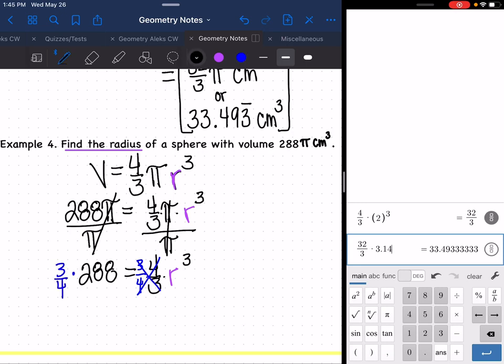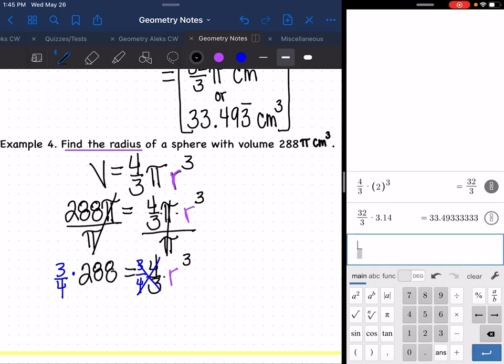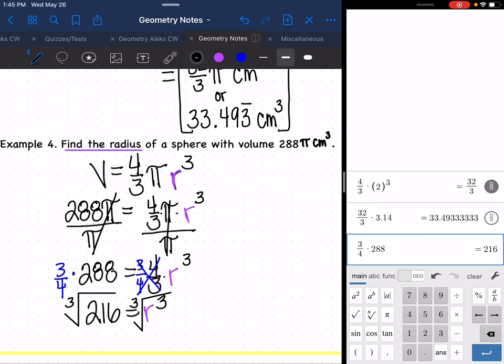So what I'm going to do in my calculator is I'm going to do the fraction 3/4, and I'm going to multiply that by 288. I get 216 is equal to the radius cubed. To find the radius, I am going to take the root, but this time the cubic root. So I got to make sure that my root has a little 3 in it. I'm going to pick the root.